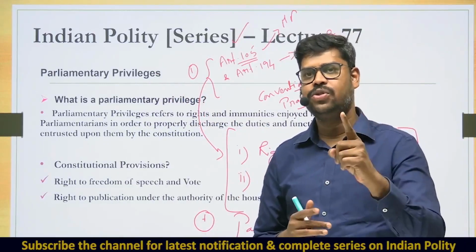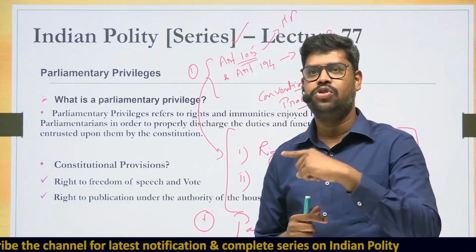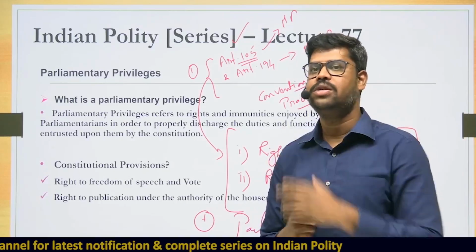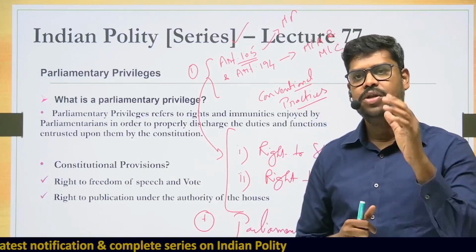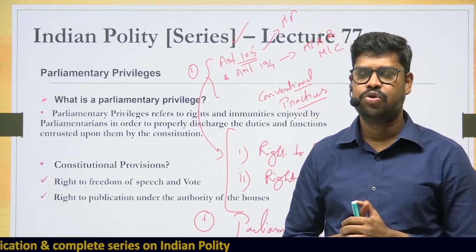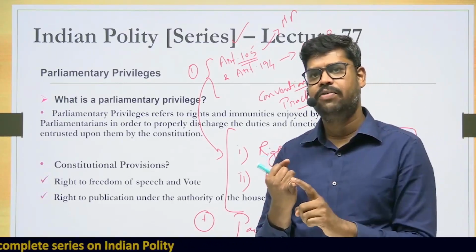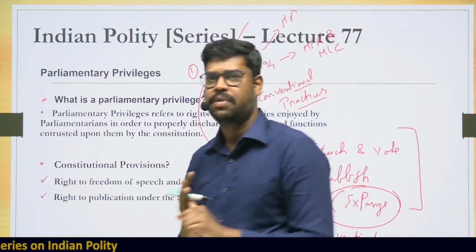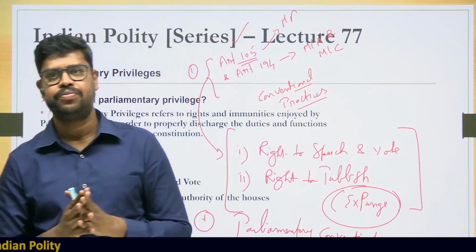The first source is based on what is called the constitution. The second source is parliamentary convention. So this is basically the understanding you should have with regard to what a parliamentary privilege is and what the sources of parliamentary privileges are. Very, very important.